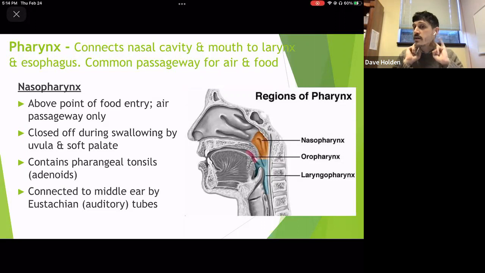These portions here are also connected to the inner ear through those eustachian tubes. So if you ever get an ear infection and you've got pus draining down, you taste it in the back of your throat, that's why. It's all one tube back there.